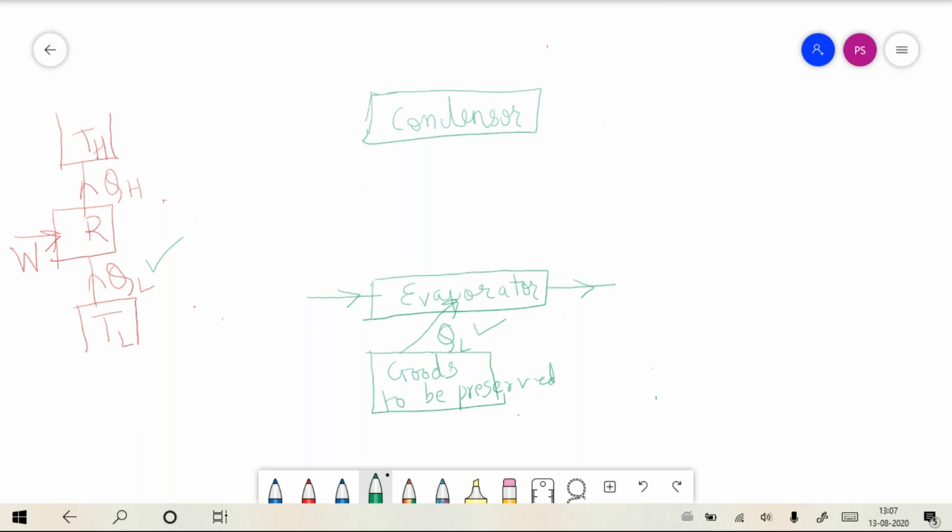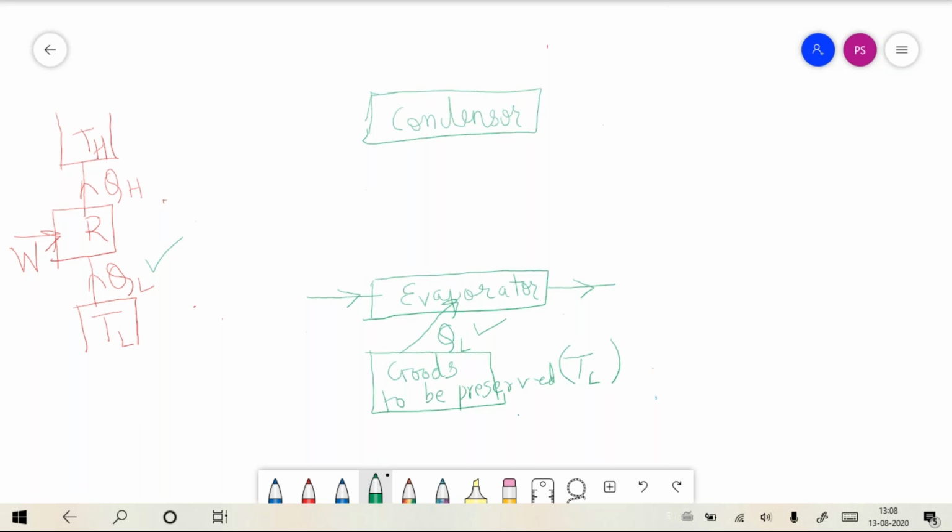And it would maintain the space at this lower temperature TL. There has to be some temperature difference in order for the heat transfer to happen, but now we will assume that heat transfer happens through an infinitesimally small temperature difference, a very small temperature difference.